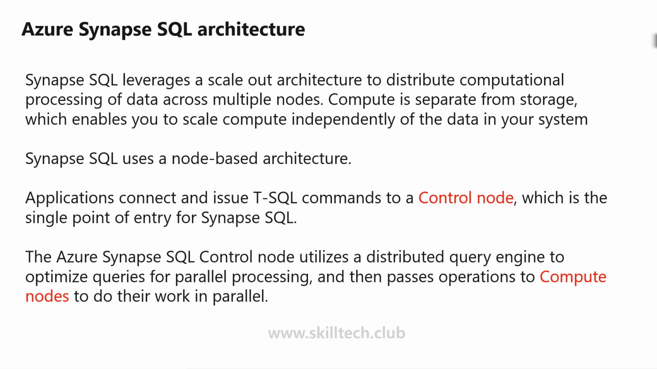One is known as the control node, and the other is known as compute nodes. In every Synapse SQL architecture, you are going to have only one control node, which takes your T-SQL queries. It takes your queries either from an application or a user, but it's not going to execute them by itself. The control node distributes the query using the distributed query engine, and then it is executed in parallel on all the compute nodes which are available. In this architecture, you always have one control node and multiple compute nodes.